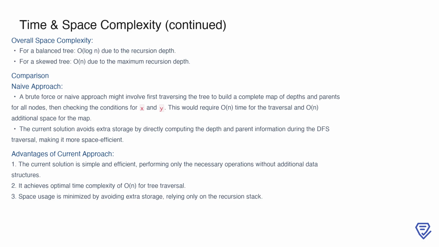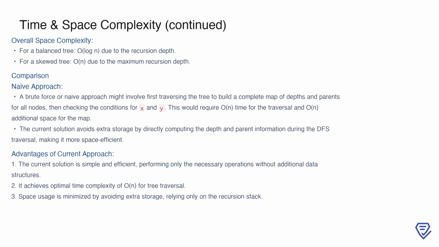When comparing this solution to a naive approach, the advantages become clear. A brute force method might involve traversing the entire tree to create a map of depths and parent nodes for all values. This would require n time for the traversal and an additional n space for storing this map. In contrast, the current approach calculates the depth and parent information directly during the DFS traversal, avoiding the need for extra storage. This makes the current solution significantly more space efficient.